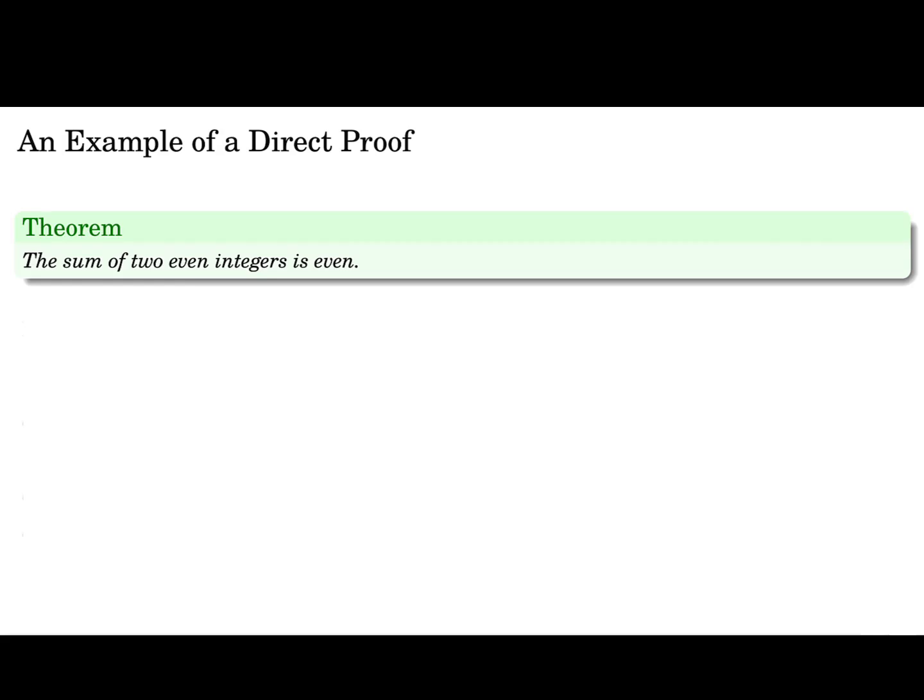Let's prove the following theorem by a direct proof. So we want to prove that the sum of two even integers is even. The first thing I would do is name some of the players in the proof and maybe write it as an if-then statement, because again, we want to write it as P implies Q. One way we could do that is the following.